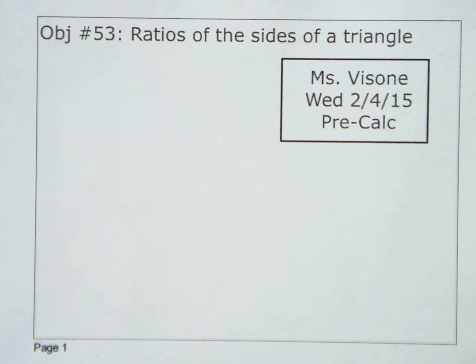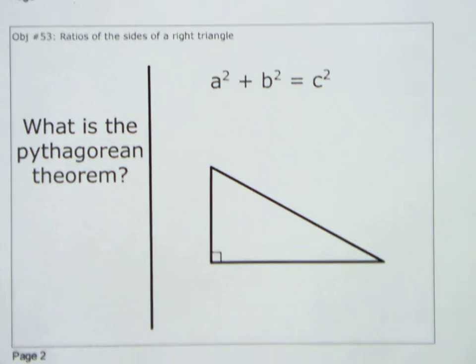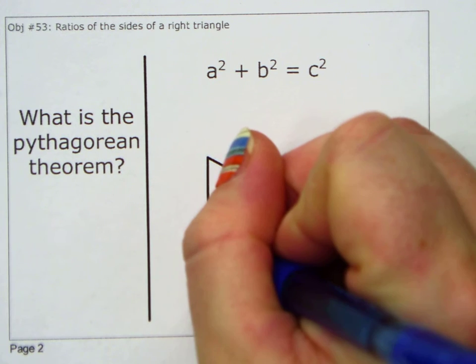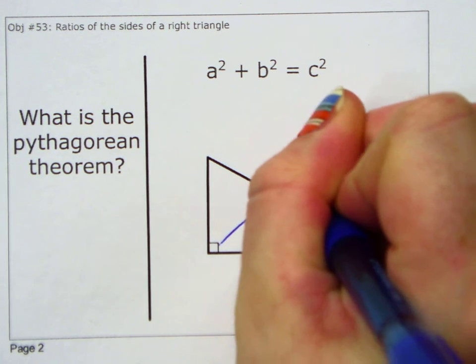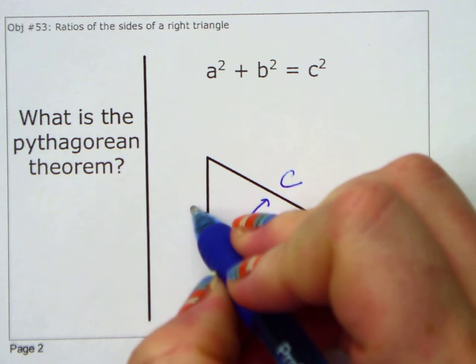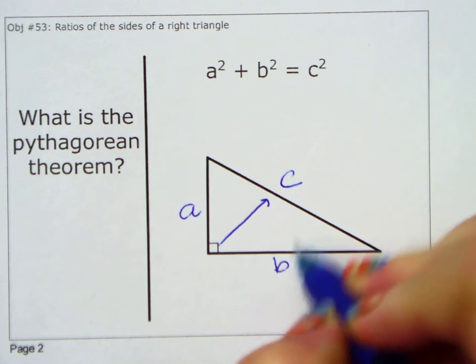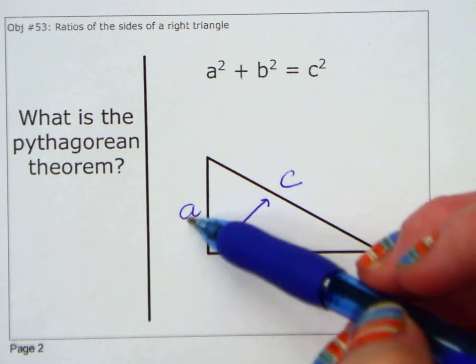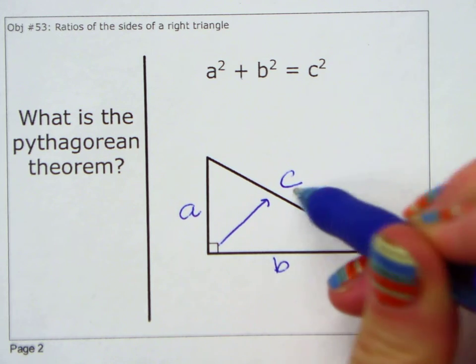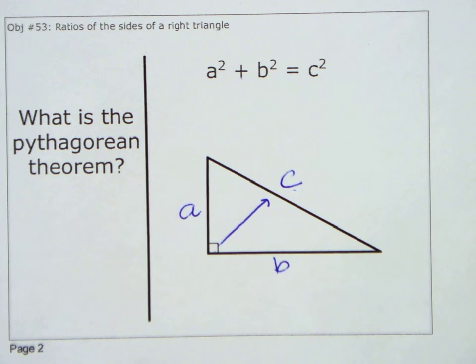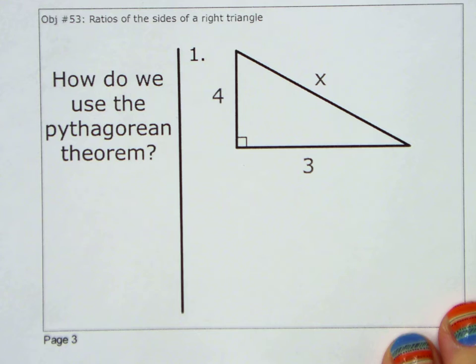All right, so let's do a quick review of the Pythagorean theorem. The Pythagorean theorem is a squared plus b squared equals c squared. Remember that c is always your hypotenuse. A and b actually don't matter. I typically do a, b, but it doesn't matter because addition is commutative. It doesn't matter which one's a and which one's b, but c always has to be your hypotenuse, across from the right angle.